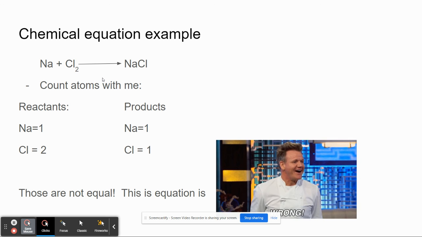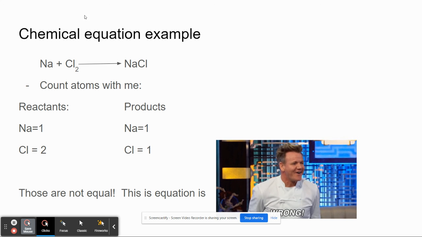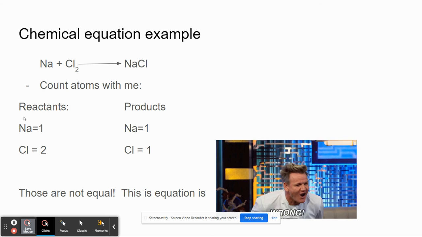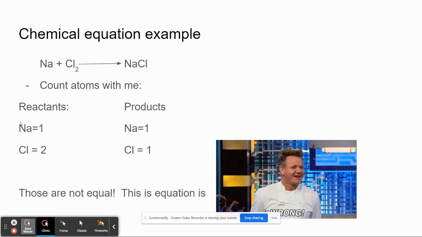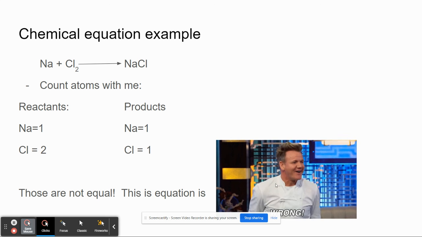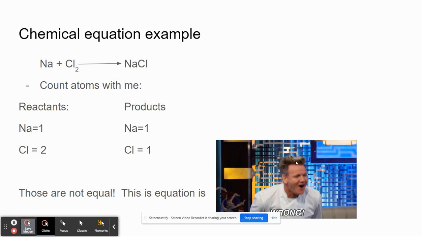So an example of this would be if you count atoms. If sodium reacted with chlorine, you have Na plus Cl2 yields NaCl. If you remember how to count atoms, you write out each capital letter. Na is 1, Cl is 2. Na is 1, Cl is 1. These are not equal. This equation is wrong.